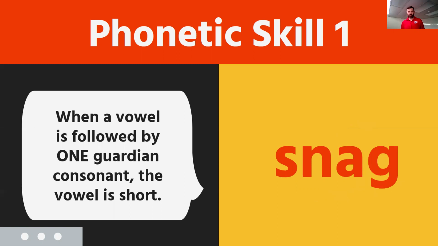Let's try the same thing with this word. Now you'll notice this word again, if we start at the bottom, it begins with a consonant blend, the SN blend. So we'll mark that, mark the vowel, come back around, mark our guardian consonant. There's only one guardian consonant, so we know that it follows phonetic skill 1, and the vowel will be short. We'll mark it short with the breve, and we know that the vowel will make the A sound. Snag.